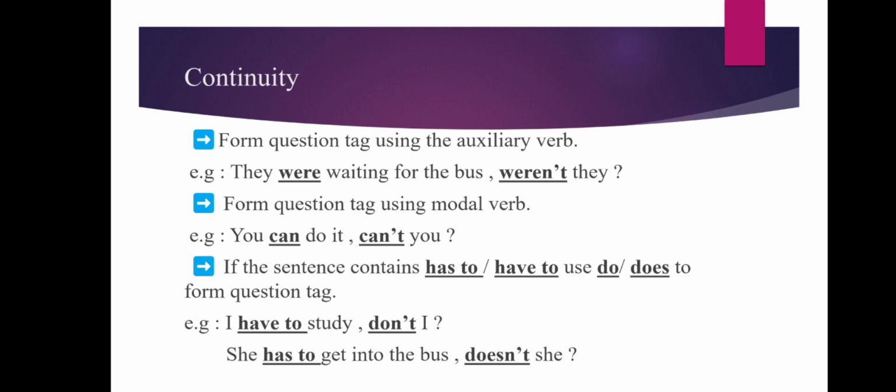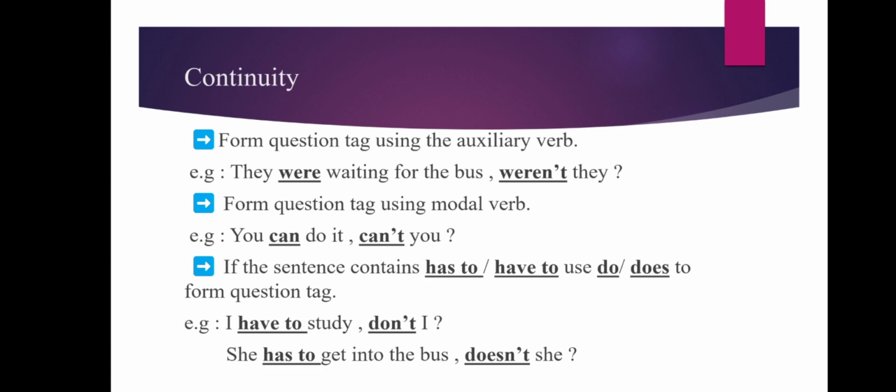So for example, a statement may contain a main verb plus a helping verb or auxiliary verb. We are going to frame the question tag only with the help of the auxiliary verb. For example, "They were waiting for the bus." In this statement, "were" is a verb and "waiting" is also a verb, but we frame the question tag with the auxiliary verb, which is "were" in the sentence. See the question tag I have given you: "weren't they?", because the statement is positive.